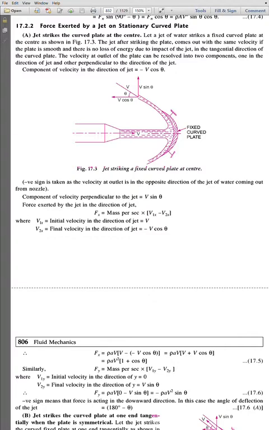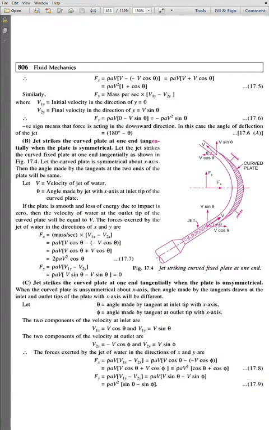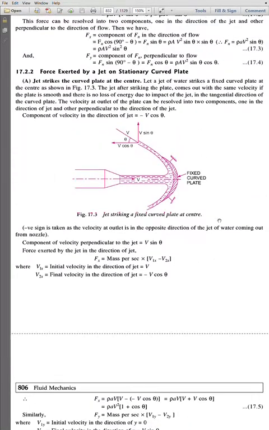Let us move to the force exerted on a stationary curved plate. This is your curved plate and it is fixed, stationary. Here we will discuss two conditions: one is the jet striking at the middle of the curve, and the other is the jet striking at the tip of the curved plate. Let us discuss first the jet striking at the center of the curved plate.